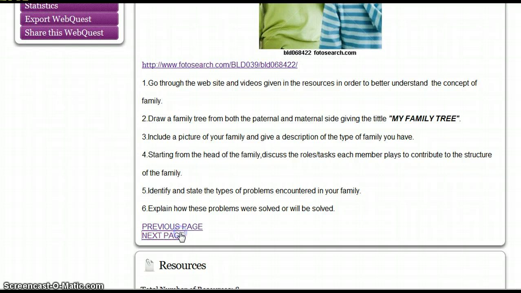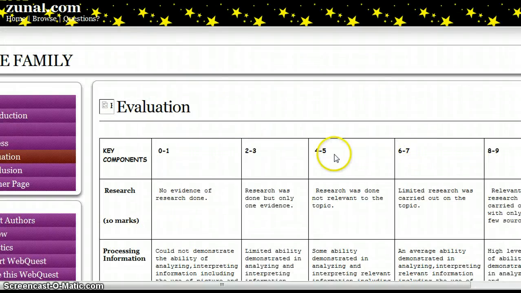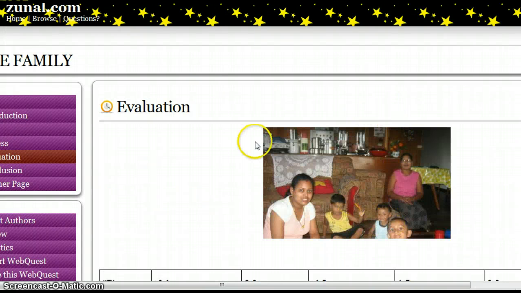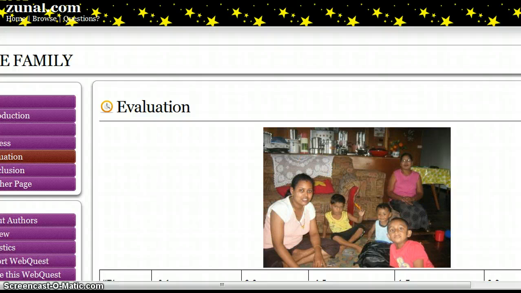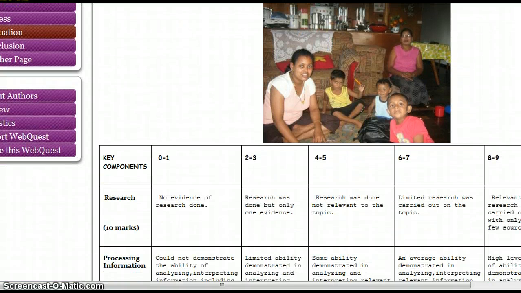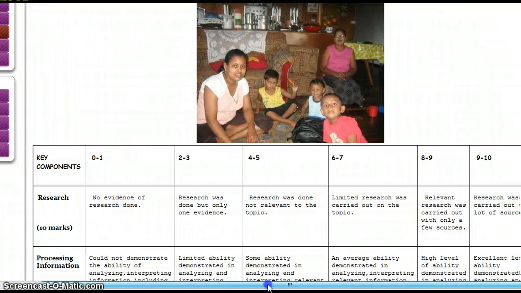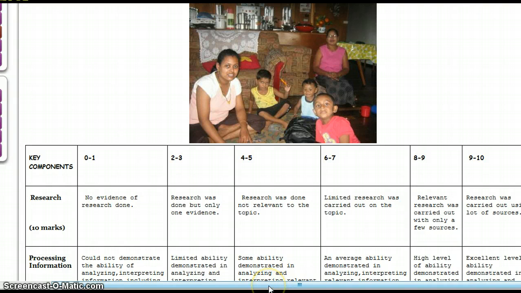Then moving on to the next page, the next page is the evaluation page. Over here, the marking criteria for the students is given. They can simply go over this and look at what criteria will be used for marking their task so that they are focused on the topic.